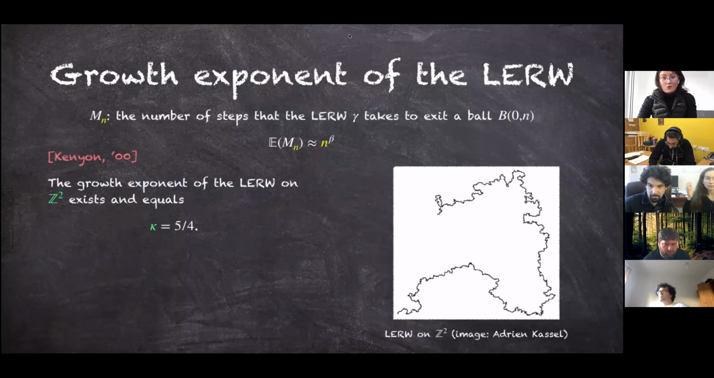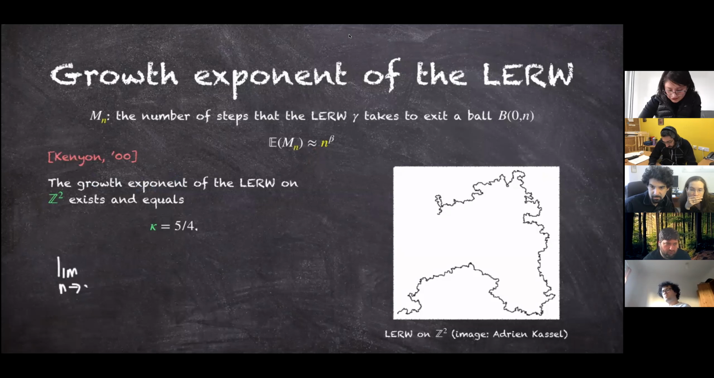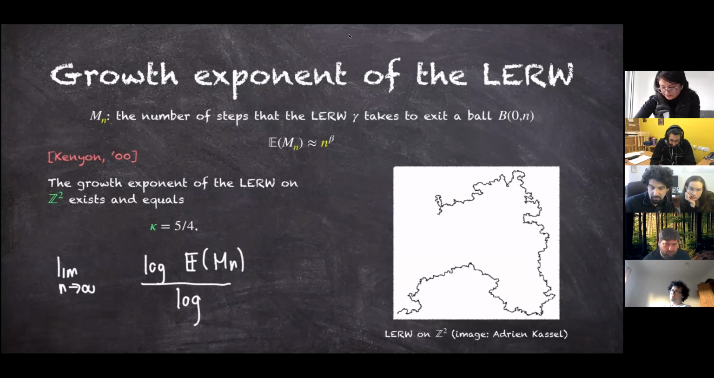In 2 dimensions, this was done by Kenyon. He proved that the growth exponent of the 2-dimensional loop-erased random walk exists and is equal to 5/4. And by existence, it means that the limit when n goes to infinity of, taking the logarithm, so we are comparing exponents, of the expected value of the number of steps is equal to 5/4.